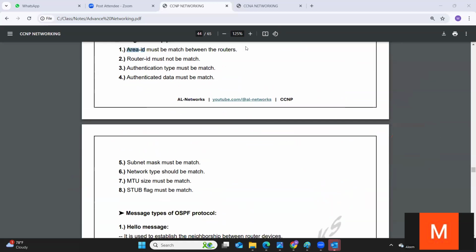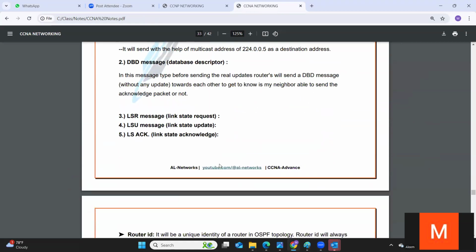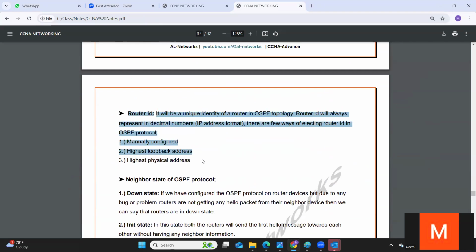Apart from that, these are the message types. Now we'll discuss the router ID, and how the router elects its router ID. It is a unique identity. So what is a router ID? Let me explain the concept.